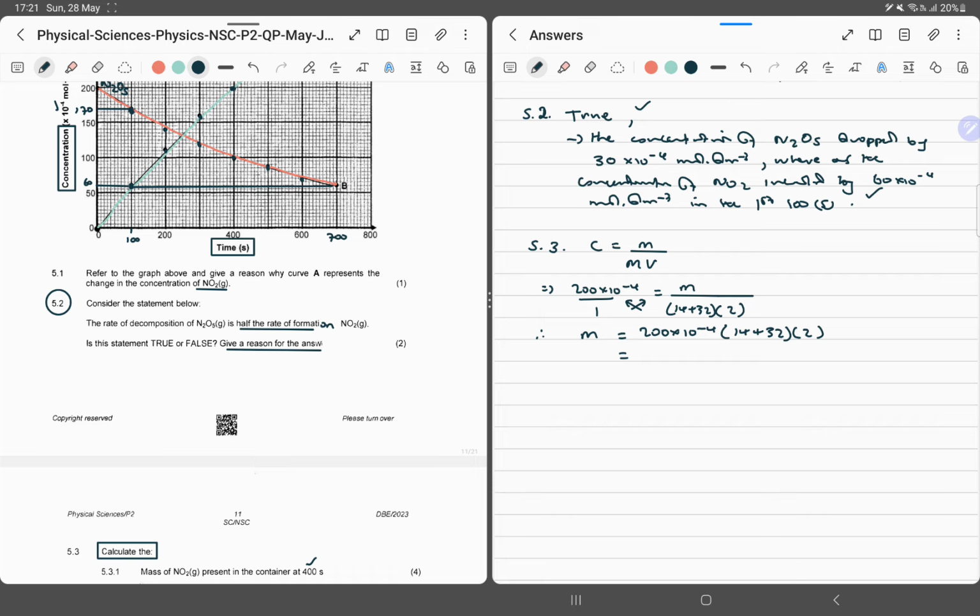So 200 times 10 to the exponent minus 4 into 2 into 14 plus 32. You see, your calculators are wonderful. So we're getting 1,84 grams. That's it.